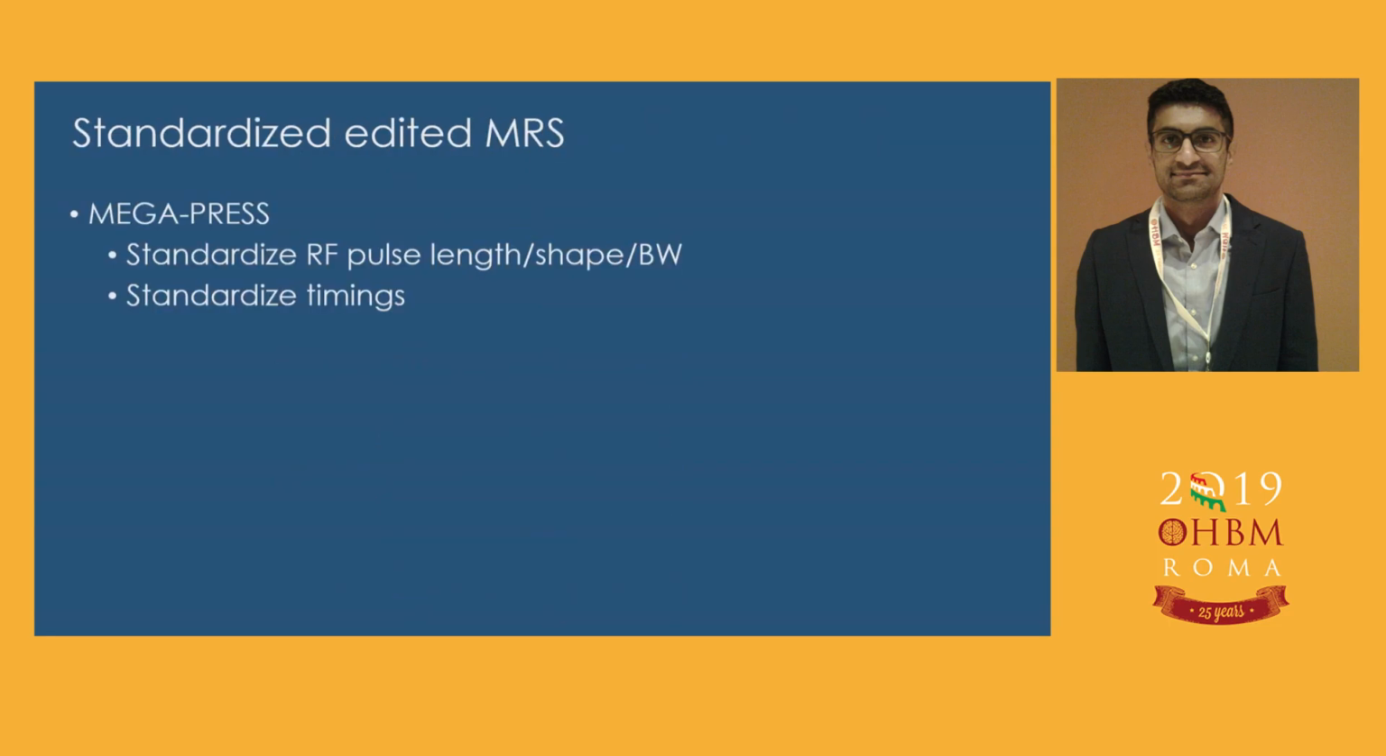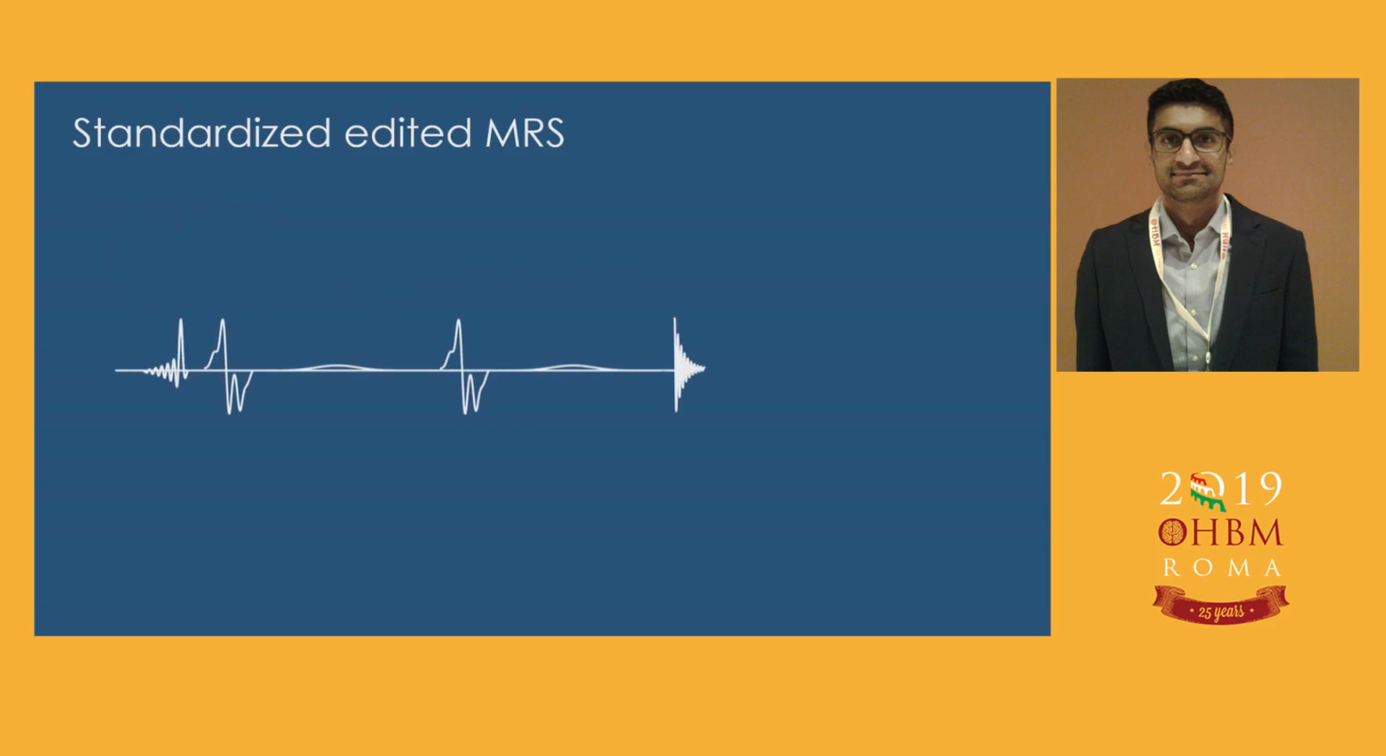So therefore, our objective was to design a MEGA-PRESS sequence with standardized RF pulse length, shape, and bandwidth, and also the timings. So how did we do that? We started with a PRESS sequence with editing pulses in it. So we have an asymmetric excitation pulse for slice-selective excitation, and we have a pair of slice-selective refocusing pulses. They were all optimized across all vendors, and also the editing pulses, which are sinc-Gaussian.